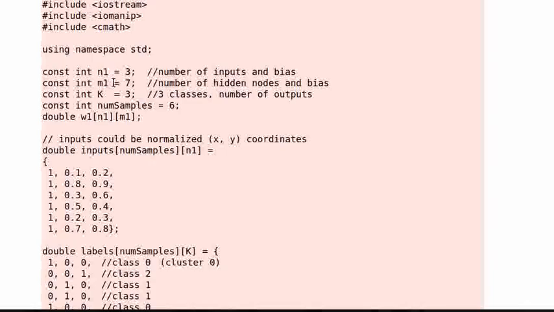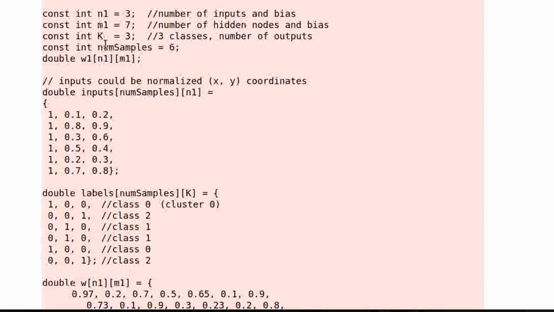Okay. And m1 is 7, so we have 6 hidden nodes and 1 bias, okay. And k equals 3, that means we have 3 classes. And num samples is equal to 6. Actually, this is the number of points. Okay. K equals 3 is the number of outputs.